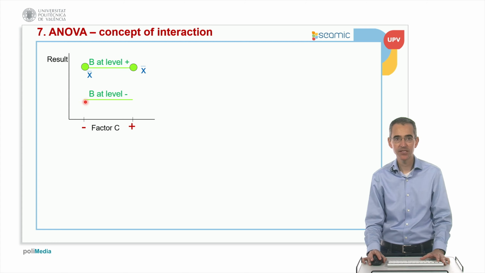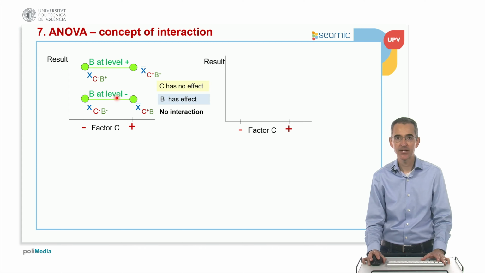Imagine that these are the average values that I have obtained with the four combinations of these two factors at two levels. In this case, we can see that there is an effect of factor B, because when I change from B minus to B plus, there is an increase. But when we change from C minus to C plus, there is no effect. So C has no effect, B has effect, and there is no interaction because these lines are parallel.